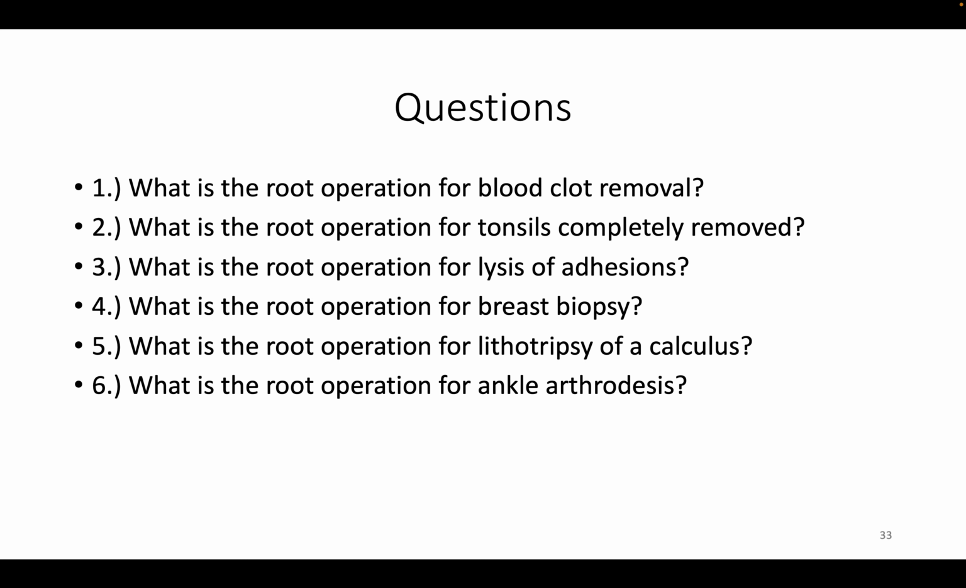Number 5, what is the root operation for lithotripsy of a calculus? Fragmentation. Fragmentation is the breaking of the stone so it can leave the body naturally. If the stone was broken up and had to be removed by an instrument, by a basket that reached up there, got the stone and brought it out, then the root operation would be extirpation. Number 6, what is the root operation for ankle arthrodesis? Fusion.